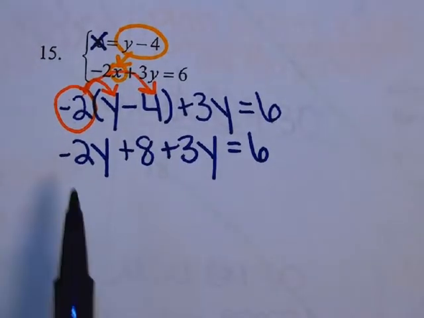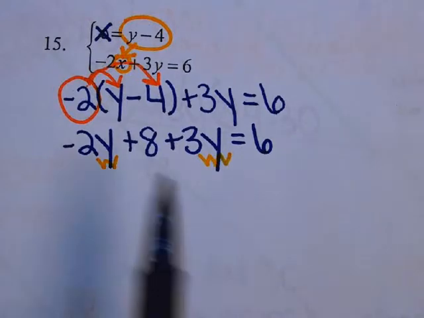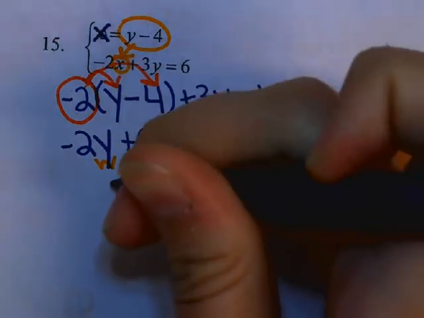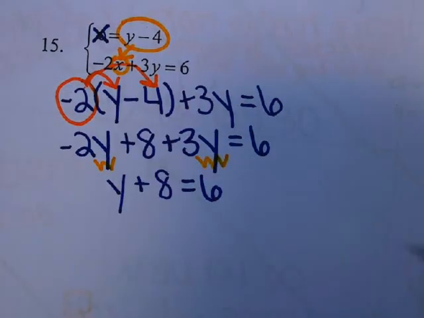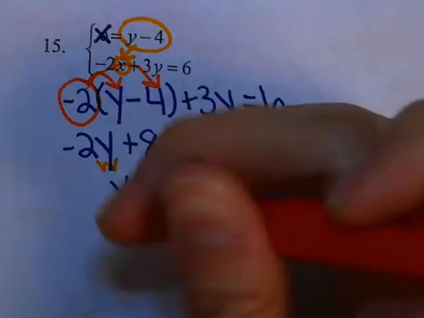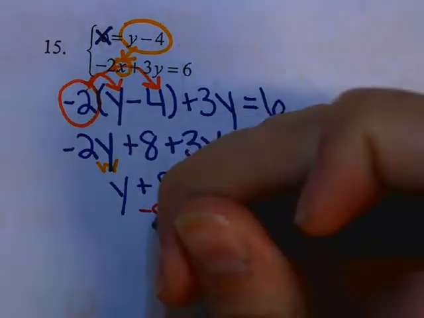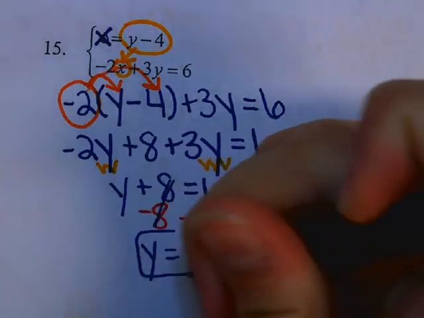The next thing we're going to do here is we need to combine our like terms. So we're solving for y here, because that's the only variable in our equation. So we're going to combine these. Negative 2y plus 3y, well, that's just a y. Okay, and there is one last step here, and that is to subtract 8 from both sides. So those cancel. y is equal to negative 2.